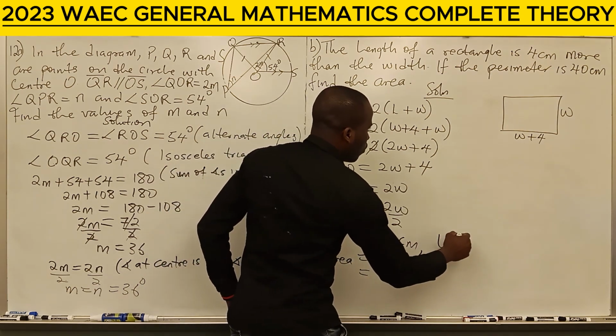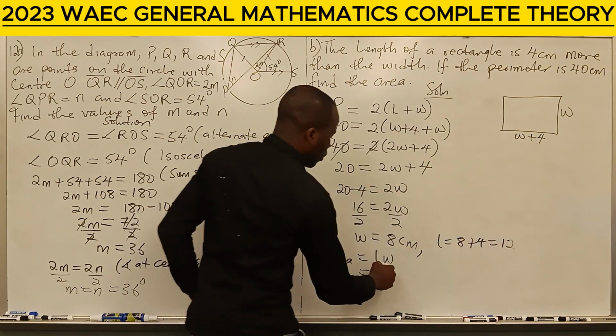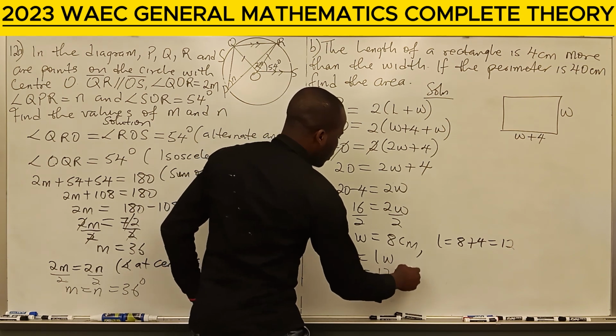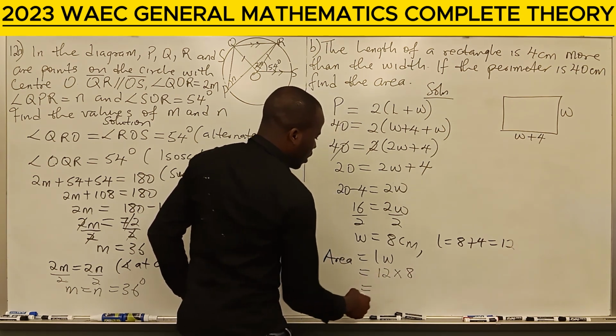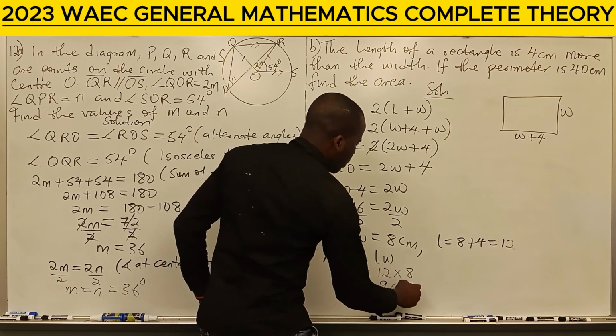Length is 8 plus 4, which is 12. So, 12 times 8. 12 times 8 is 96 centimeter.